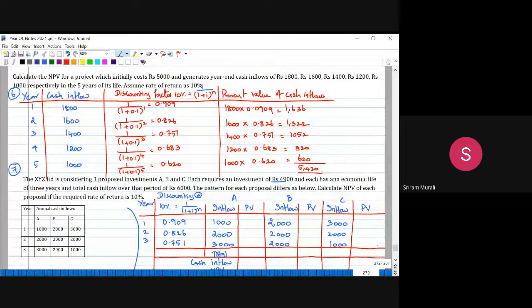So we want to calculate NPV. NPV is equal to present value minus investment. What is the present value? 5420 minus 5,000, so 420 rupees. Sorry, 5450 minus 5,000, this is 450. Have you understood? Yes, sir.